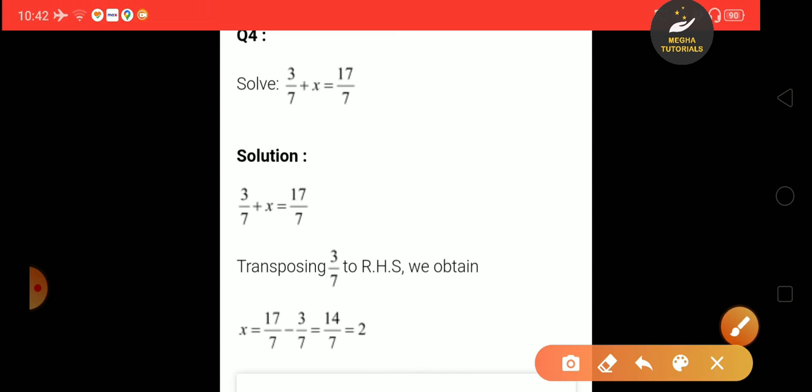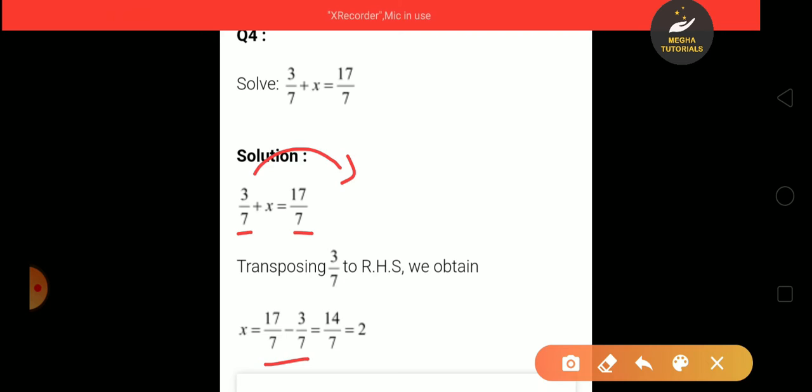Question 4, the equation is 3 upon 7 plus x is equal to 17 upon 7. Now in this question 3 upon 7 and 17 upon 7 are like terms. So we can transpose 3 upon 7 on the other side. So we'll get x is equal to 17 upon 7 minus 3 upon 7. Denominators are the same, so we can take it common. So in the numerator we'll get 17 minus 3, 14. So 14 upon 7. 14 upon 7 is equal to 2. Therefore x is equal to 2.